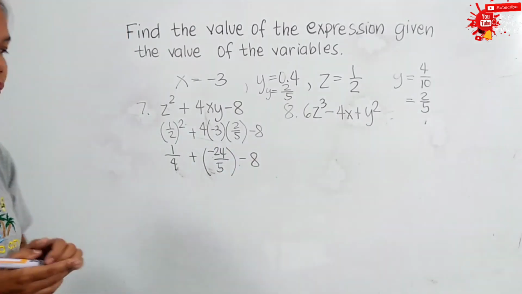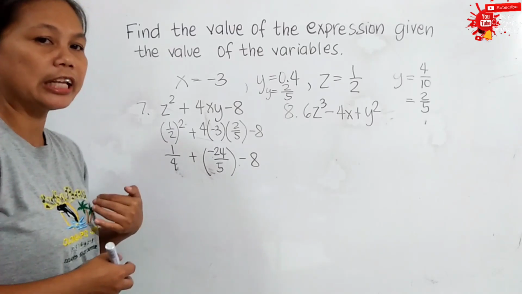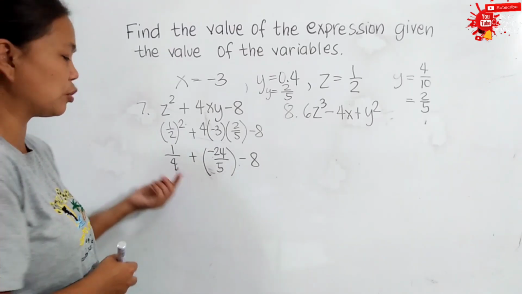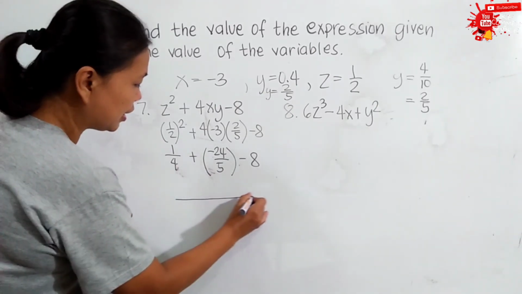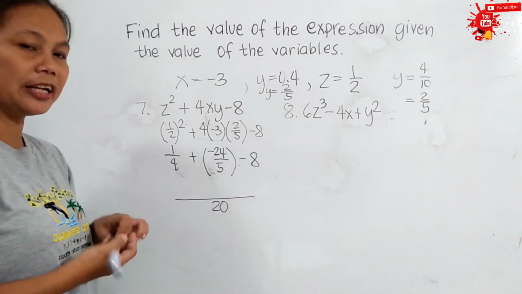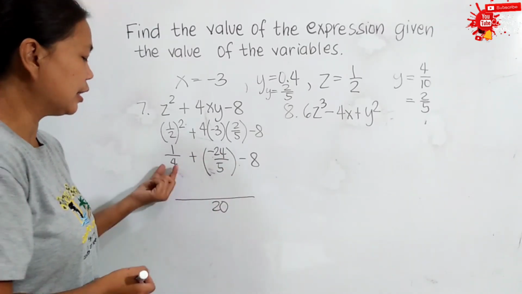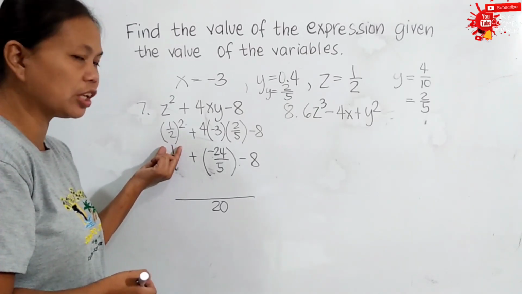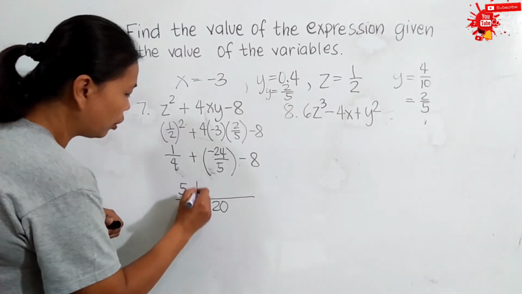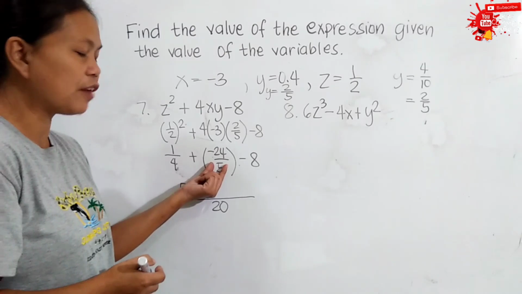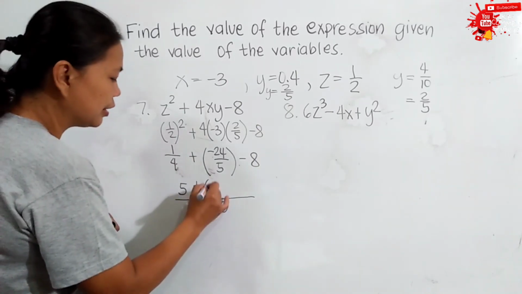So take note that we cannot add or subtract if they are dissimilar fractions. So we have to get the LCD of the given fractions. We have here denominators which are 4, 5, and 1. So therefore, the LCD is 20. Now, getting the numerators, we have to divide the LCD by the denominator of each fraction. So 20 divided by 4 is 5, then multiply it to the numerator, which is 1. So 5 times 1 is 5. Plus, 20 divided by 5 is 4. 4 times -24. So we have here -96.